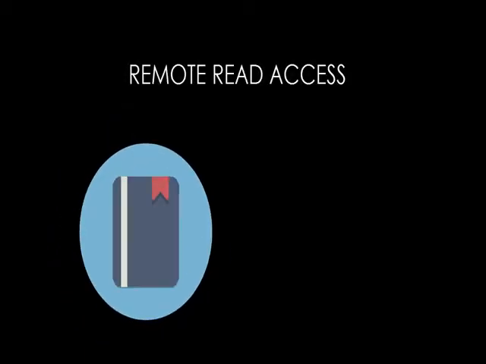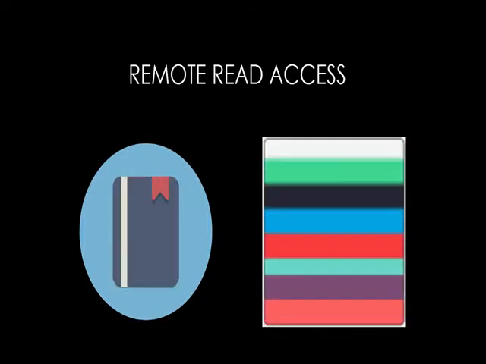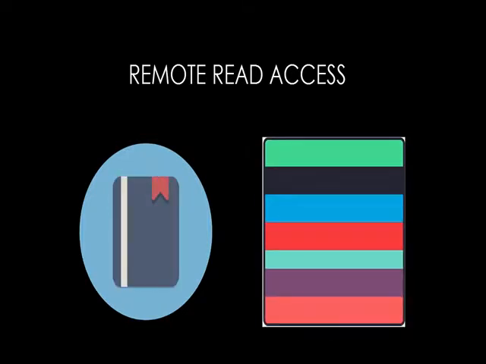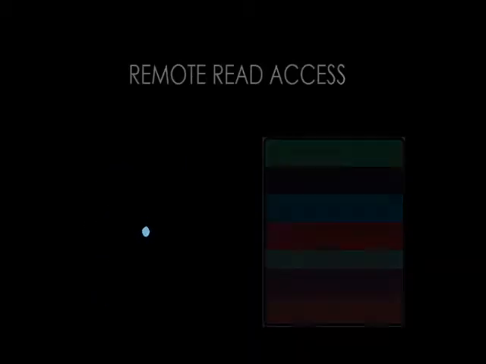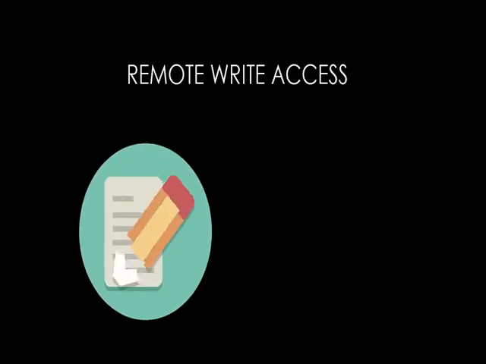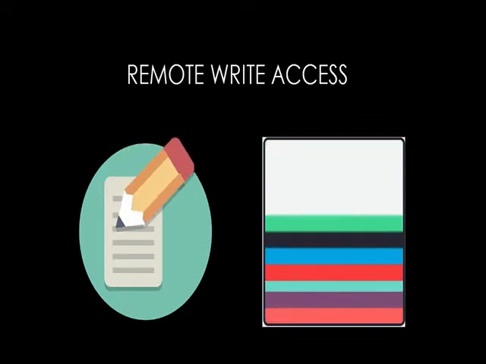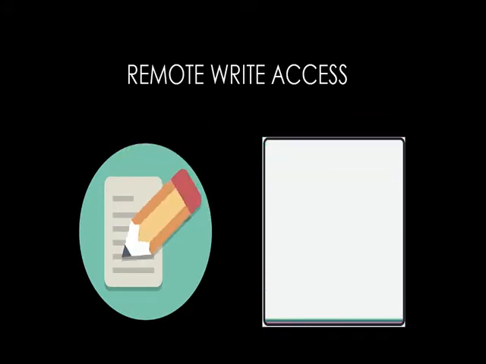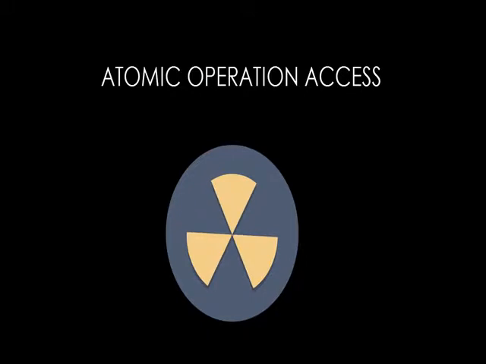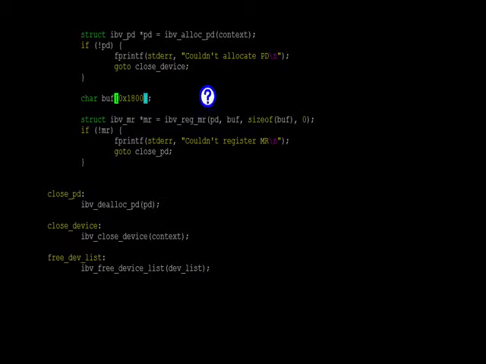Remote read access is required when the adapter has to gather data from local system memory when processing an RDMA operation on behalf of a remote initiator. Remote write access is required when the adapter has to scatter data to local system memory when processing an RDMA operation on behalf of a remote initiator. Atomic operation access is required when the memory region is targeted by atomic operations. To proceed, click the question mark icon to learn more about ibv_reg_mr.